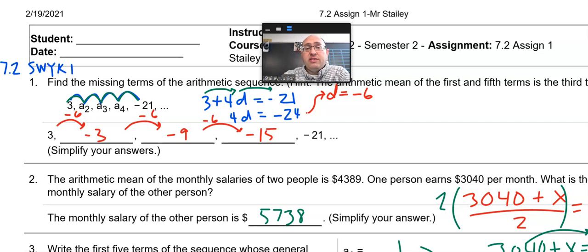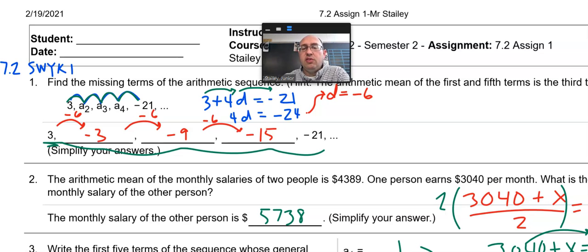So now we know the common difference is negative 6. So as you move forward in the sequence, you subtract 6 each time. So, start over here with 3, subtract 6, you get negative 3, subtract 6, you get negative 9, subtract 6, you get negative 15, subtract 6, you get negative 21. Works out.